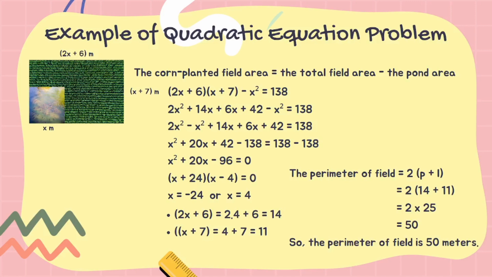Next, we can substitute the length and width into the formula of perimeter, which is 2 times the quantity of length plus width, and the result is 50. So, the perimeter of the field is 50 meters.